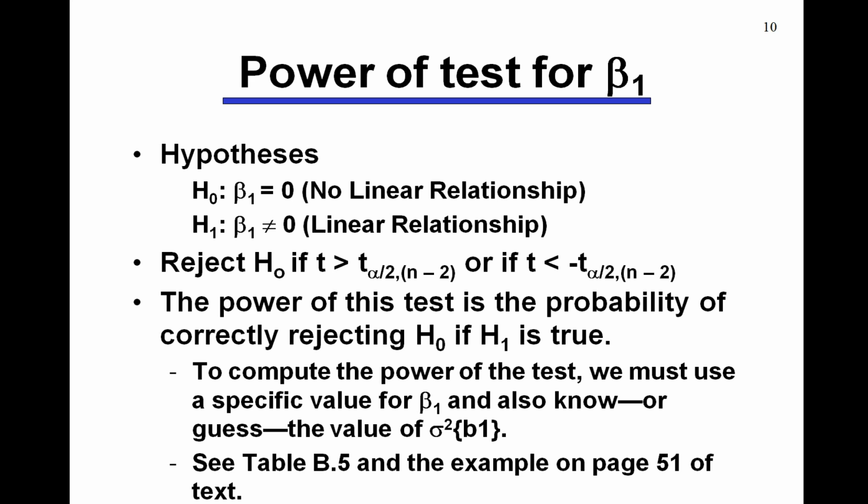Now we talk about the power of the test, and the power of the test is discussed on page 51 of our textbook. I think it's important for you to understand what the power of the test is, and the power of this particular test is the probability of correctly rejecting H0 if H1 is true. Well, in order to compute the power, we have to have some idea of what H1 is. That is, we have to have some specific value of beta 1 in mind, and we also have to know the variance of b1.